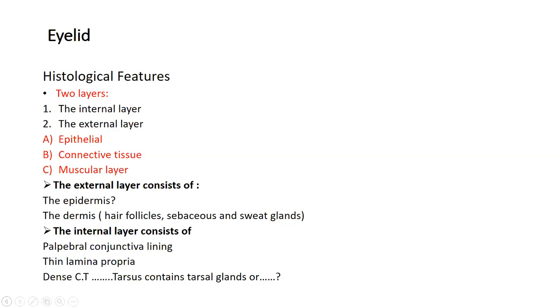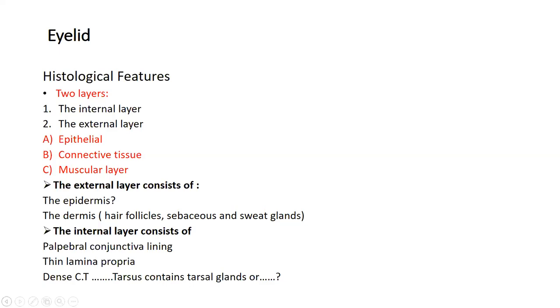There is a special characteristic of dermis here in the eyelid, that is, it is devoid of fat cells. Below the epidermis in the dermis there is loose connective tissue rich in elastic fibers but devoid of fat cells. That's why it appears very thin and elastic when you stretch your eyelid.